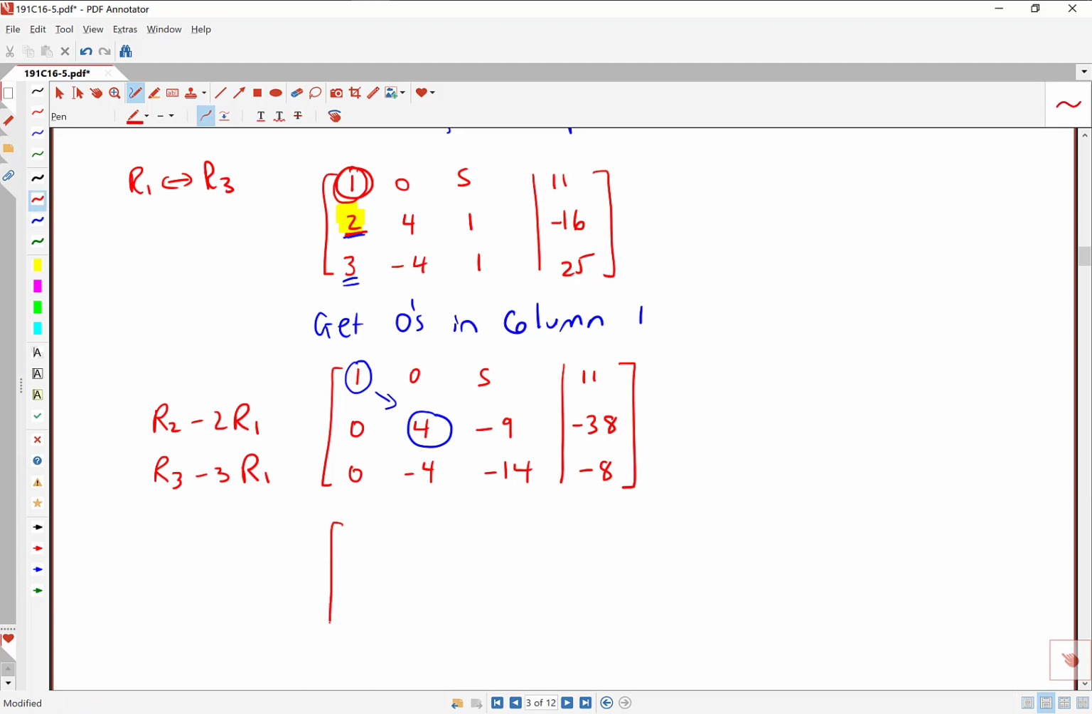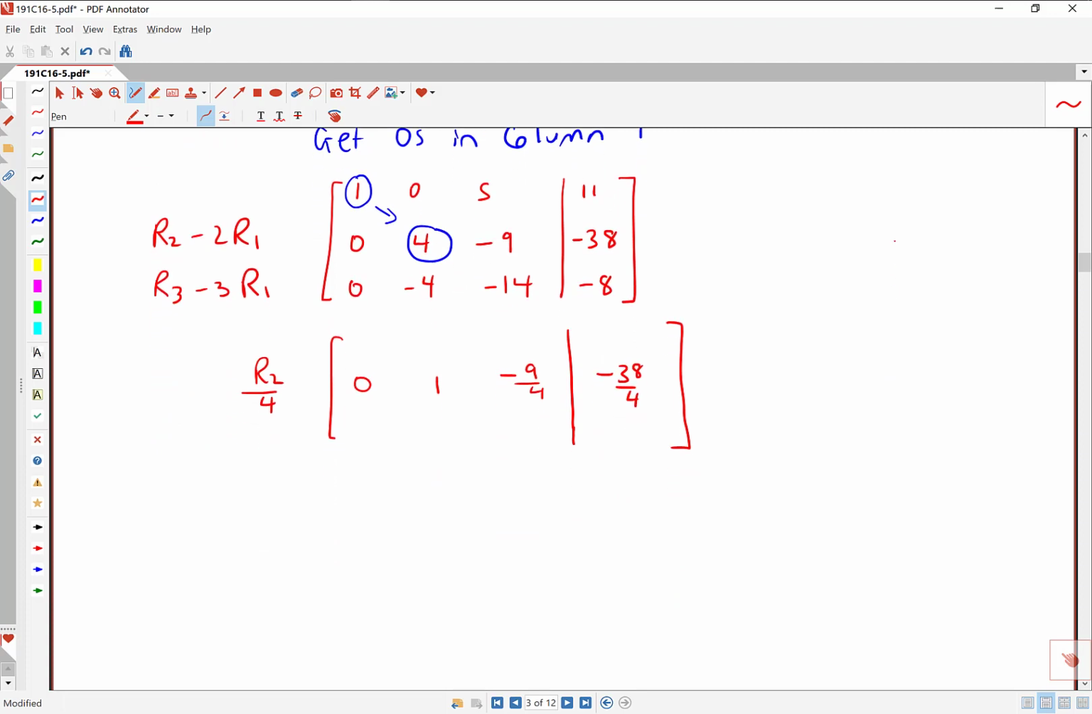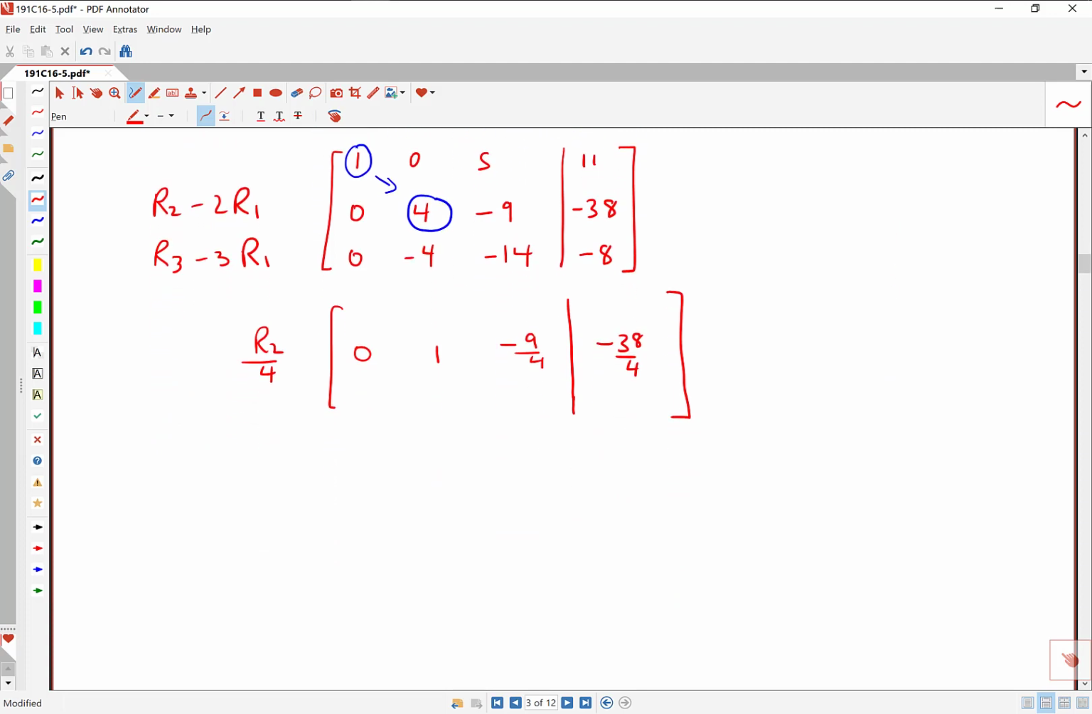So to do that, we are going to take row 2 and divide by 4. So that's going to look like 0, 1, negative 9 over 4, and negative 38 over 4. So anytime you're trying to get a 1, it's usually just a matter of dividing a row through by something, or potentially swapping rows. So I'm going to recopy the top and bottom rows, and we can circle that pivot. And now we're on to the task of getting zeros in the rest of that column.